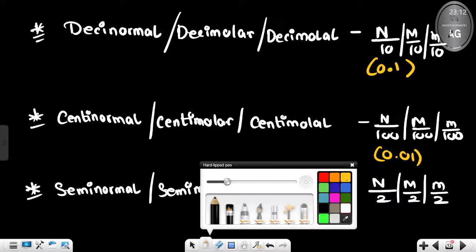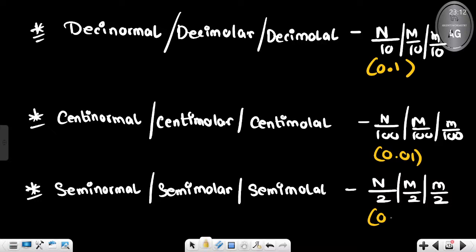So what is it actually representing? It is actually representing a 0.5 solution. So instead of writing 0.5, I can directly write it as semi-normal or semi-molar solution. You should be able to recognize that it is talking about what value. Okay? Doubt? No doubt? Okay. Good.